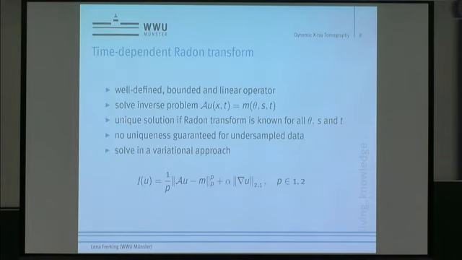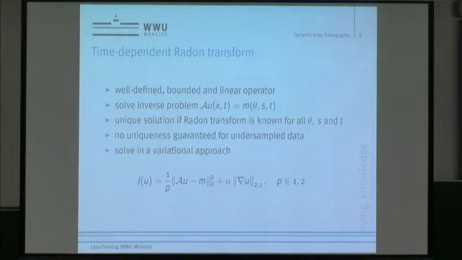Okay, when we do that, we get an operator which is still well-defined, bounded, and linear, which directly follows from the characteristics of the static Radon transform. And with this time-dependent gradient transform, we want to solve the inverse problem Au = m, where, as I told before, the sign of m is now also dependent on time. So due to Radon, we know that there exists a unique solution if we know the Radon transform for every angle theta, every s, for every time step t.